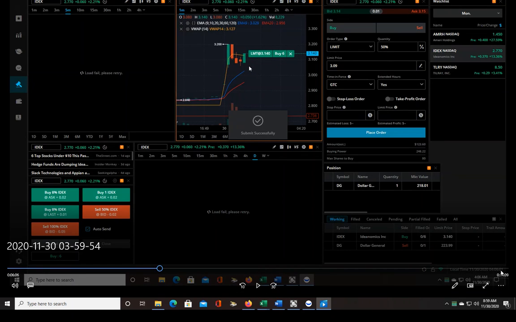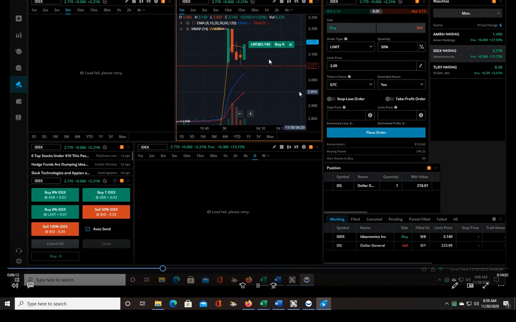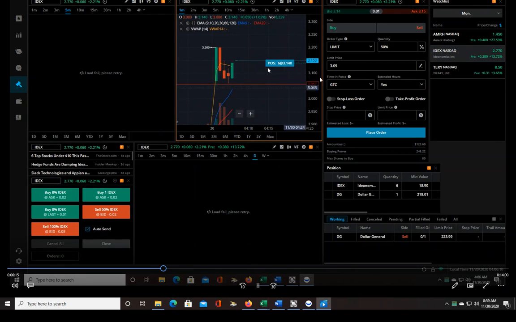Look at the time. Is it on this candle or is it on the next candle? I actually traded it like I got in on the next candle, because you see that I didn't get filled right away. I have a limit buy at 314, and the ask was at 315, so that's why I didn't get filled right away.